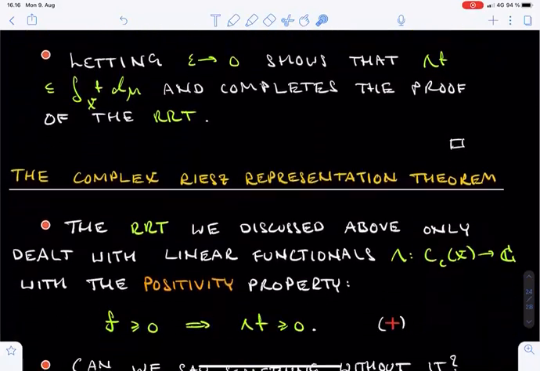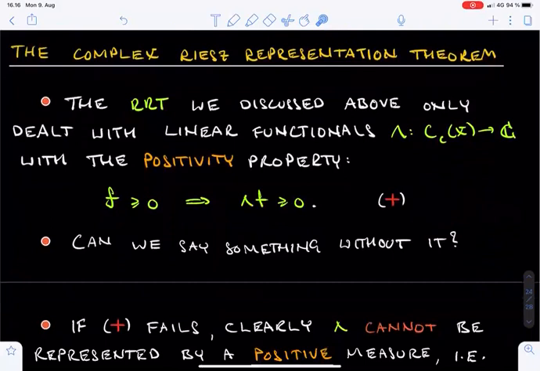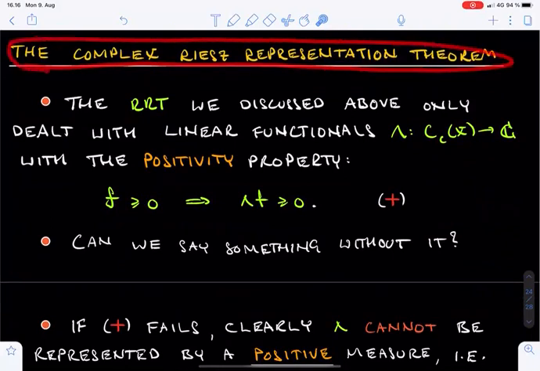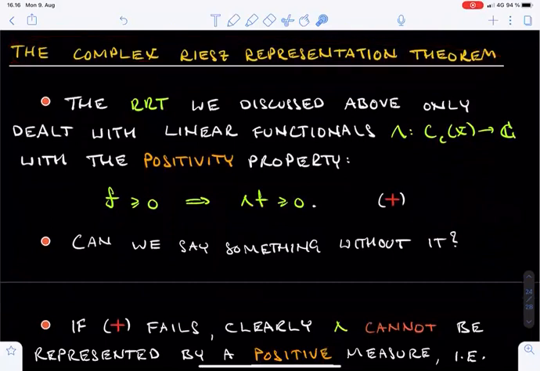We close these lectures on the Riesz representation theorem rather informally by saying a few words about the so-called complex Riesz representation theorem. This version of the theorem is often at least as useful as the positive version we just established above, so it's unfortunate that we don't have time for the proof, at least for now. While the proof of the complex version would partially be based on the positive version, it also requires other concepts and tools which we have not yet introduced.